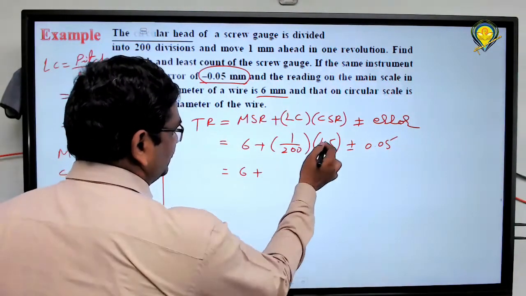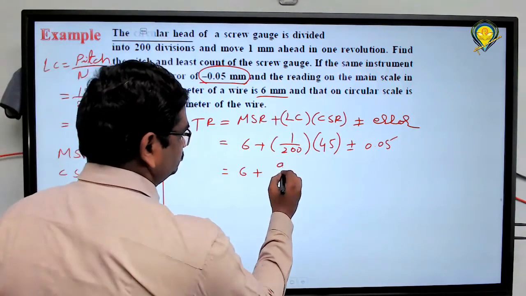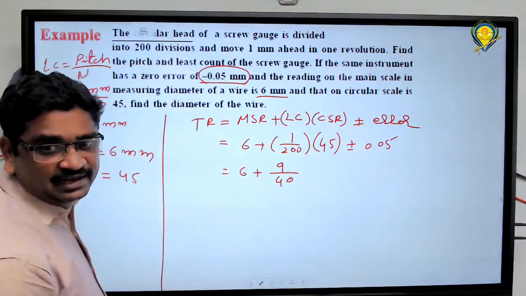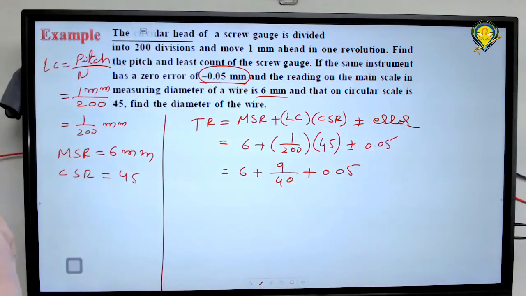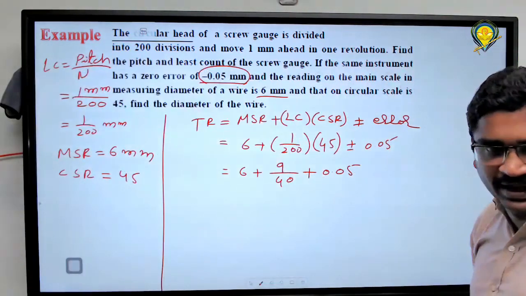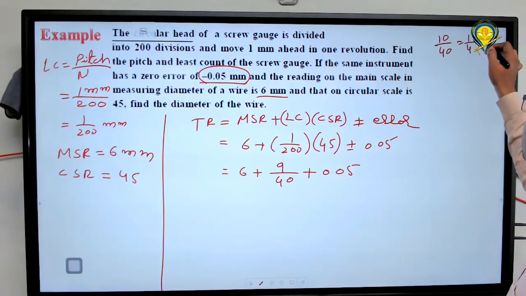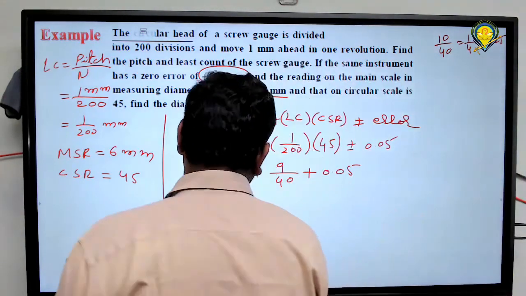6 plus 45 by 200. 45 by 200 is 9 by 40. So we need to add or subtract this value. We need to add 0.05. 9 by 40 means that is less than 0.25. This is less than 0.25. So if it is 10 by 40, that is equal to 1 by 4, that is equal to 0.25. So it is 9 by 40 only. So that is less than that value.